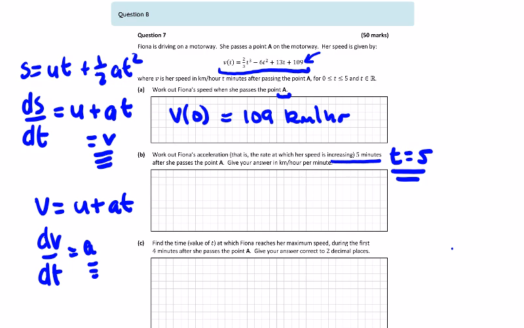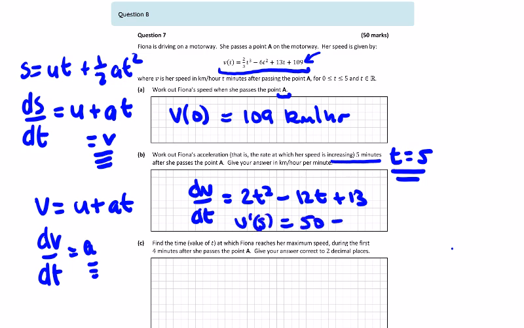So we have speed. How do we go from speed to acceleration? We differentiate it. So dv/dt is equal to, if we differentiate 2/3 t cubed, we're going to get 2t squared, minus 6t squared becomes 12t, and 13t just becomes 13, and we're subbing in 5. So v prime 5, 2 by 25 is 50, minus 12 by 5 is 60, plus 13 is going to give me 3 kilometers an hour every minute as the rate of increase.